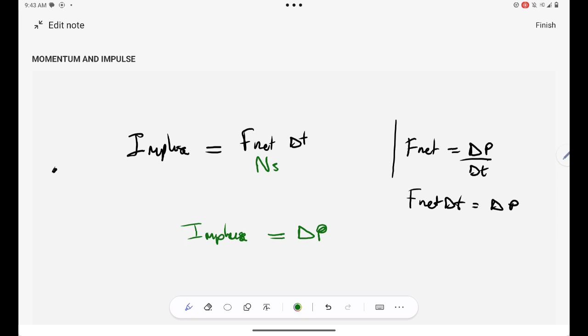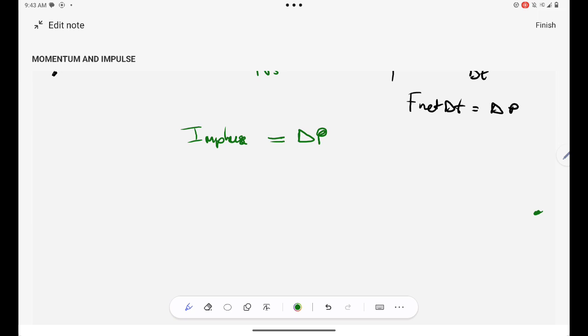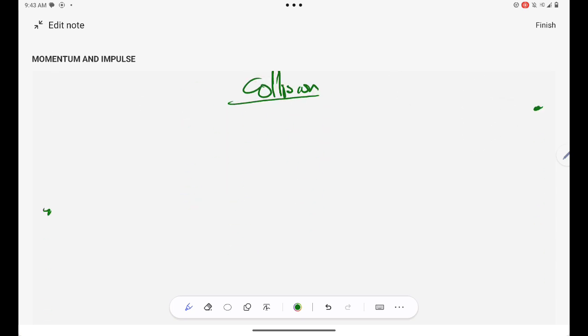And then the last part I want us to deal with is the types of collisions we have whenever we deal with momentum and impulse. There are only two types of collisions that we deal with, guys. The first one is an elastic collision. Second one is inelastic collision.